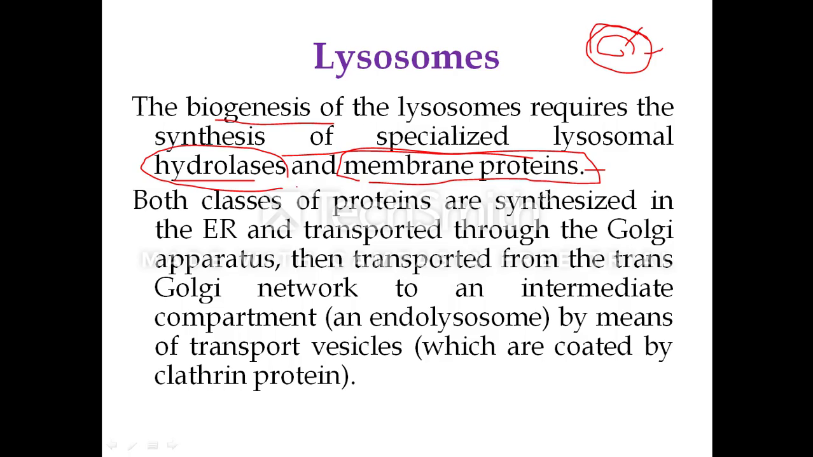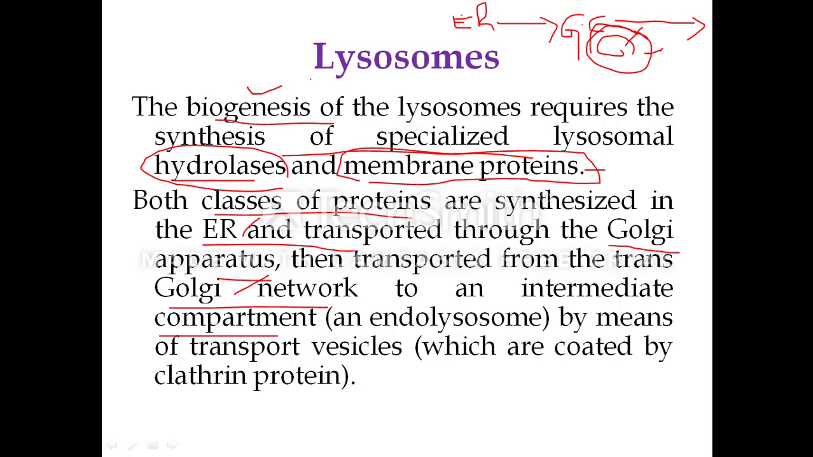So during the synthesis of the lysosome, both the enzymes and the membrane proteins are needed. Both classes of proteins are synthesized in the endoplasmic reticulum and transported through the Golgi apparatus, and then from the trans-Golgi network they are bagged to an intermediate compartment by means of transport vesicles. In the Golgi apparatus the bagging of these proteins takes place, and then they are transported to their site of action. So both the endoplasmic reticulum and the Golgi complex are important during the biogenesis of lysosomes.